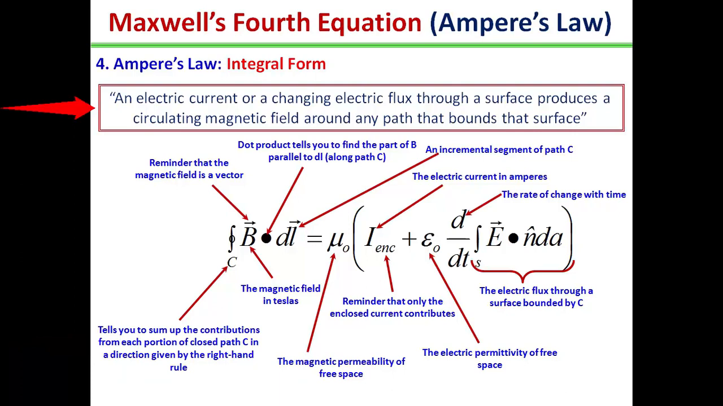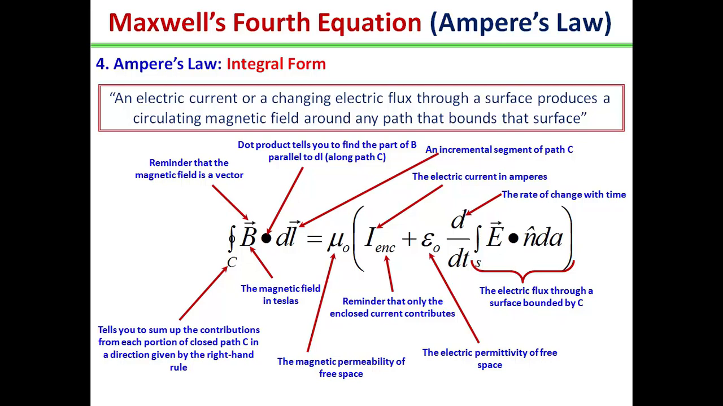The main idea of the Ampere-Maxwell law is that an electric current or a changing electric flux through a surface produces a circulating magnetic field around any path that bounds that surface. In other words, a magnetic field is produced along a path if any current is enclosed by the path, or if the electric flux through any surface bounded by the path changes over time.